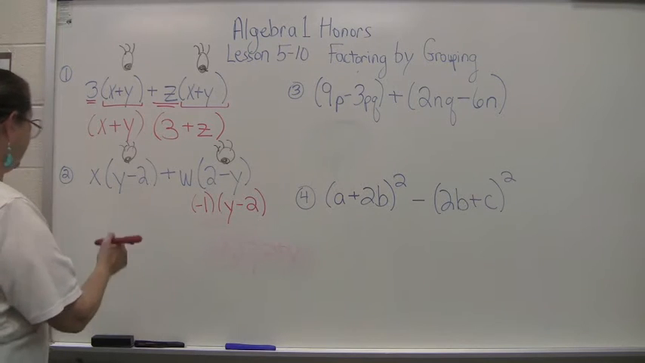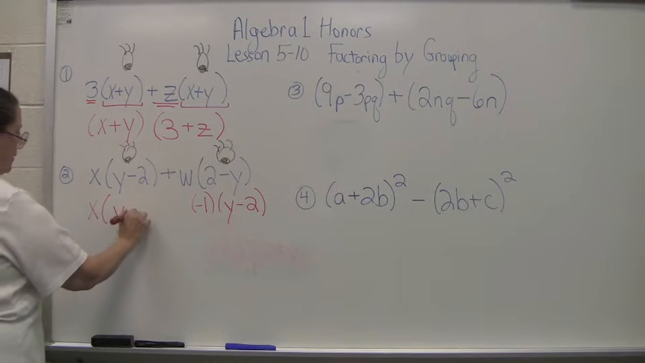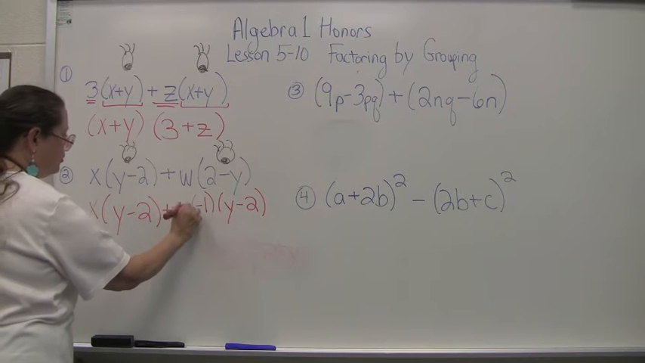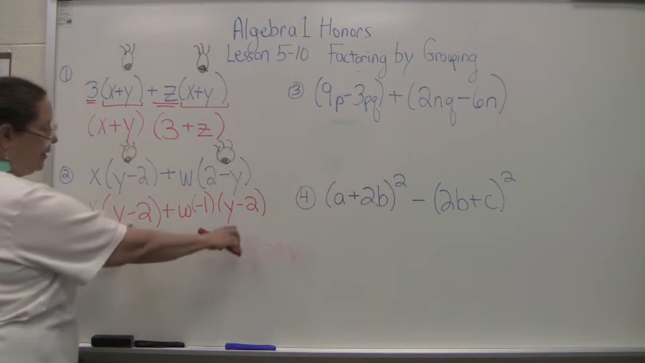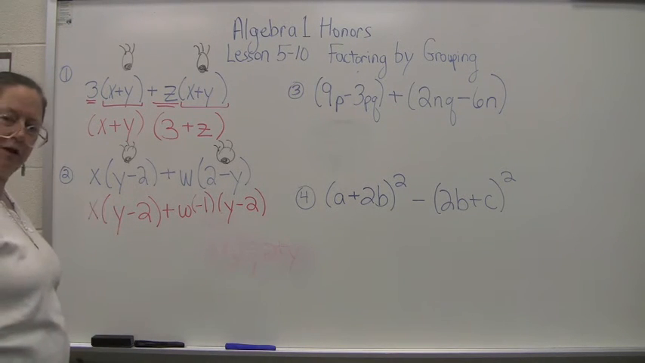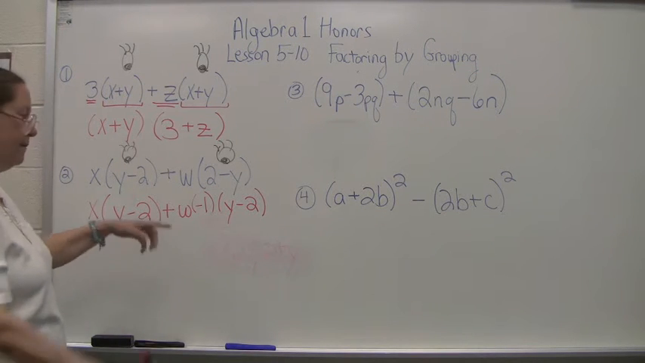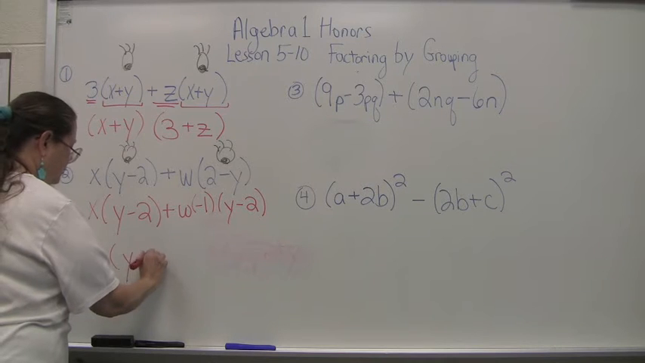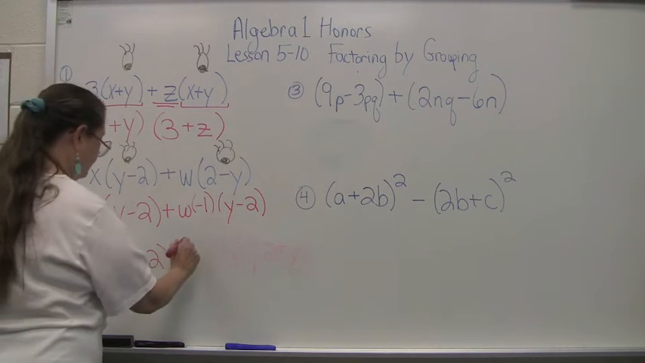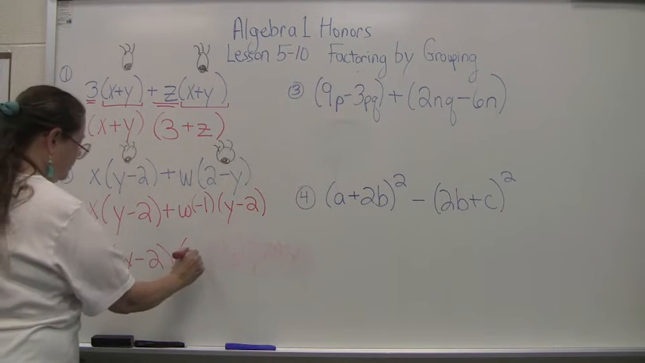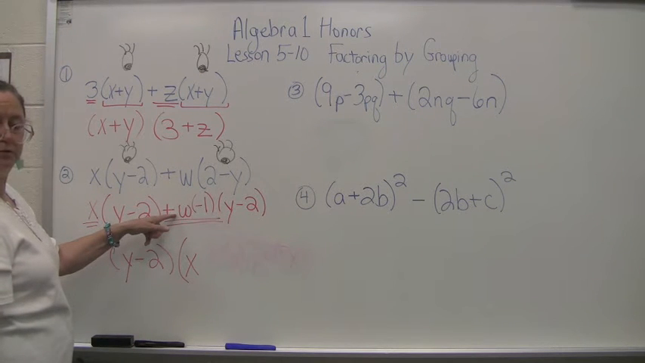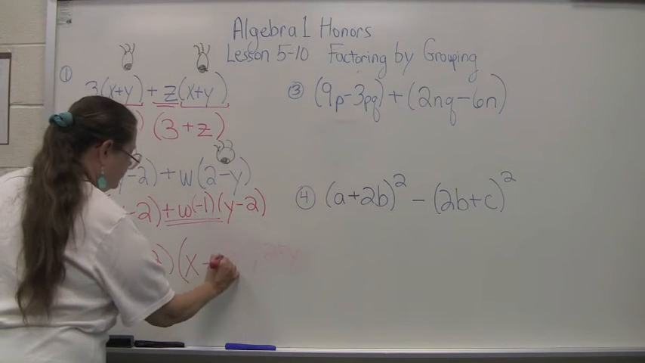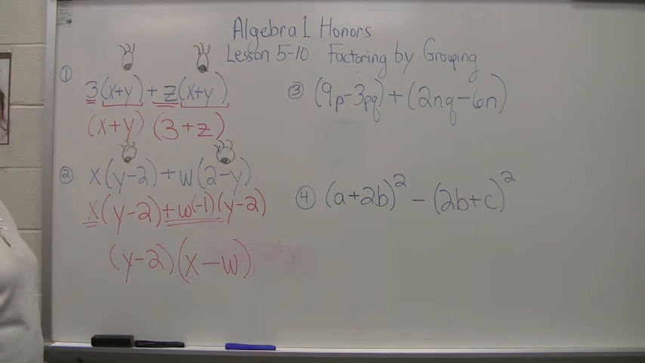So then what we have is x times y minus 2 plus w times -1 times y minus 2. When we pull the -1 out, now left eyeball and right eyeball say, "Okay, they're the same." So I'm going to take the y minus 2, pull it out, because it's what's common. And in parentheses, I'm going to put everything that's left. Well, there's my x. And then here, -1 times w gives me a minus w here. So it's going to be minus w. And I'm done. Okay? Now let's look at the next one.